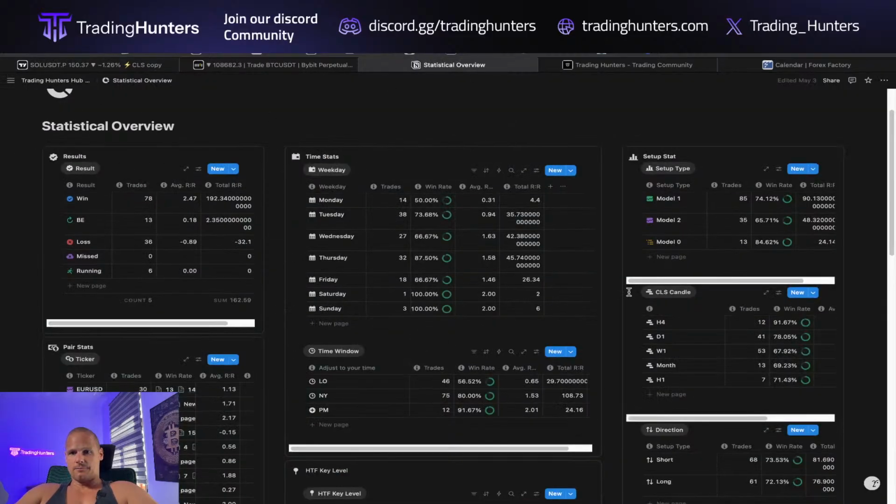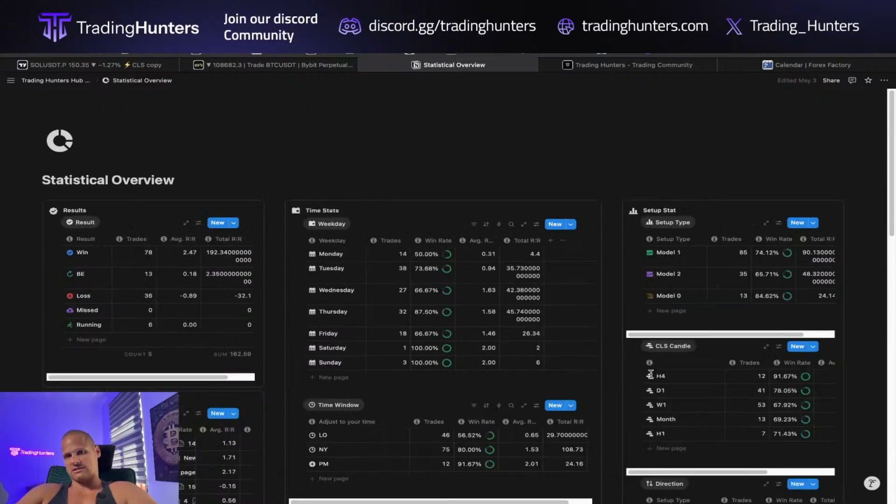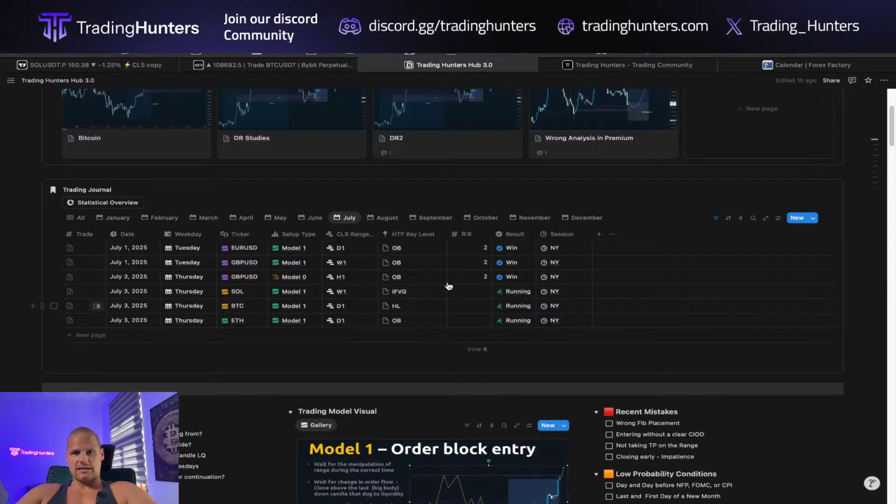I've been using fair value gaps, breakers, all of these things, but then I realized that the most profitable for me is just using a perfect order block. So I simply mastered the order blocks, and that's where all my trades are coming from. Most of it is just an order block.